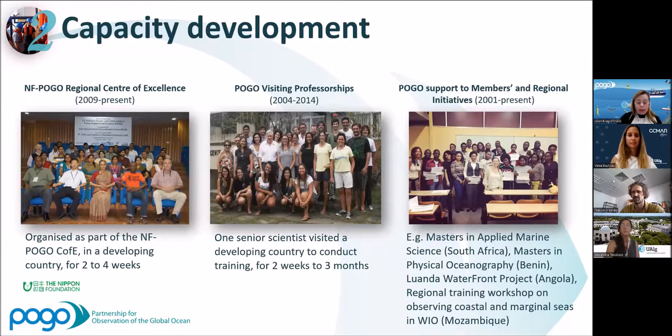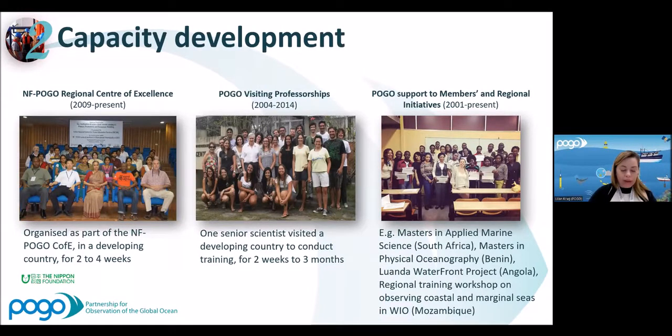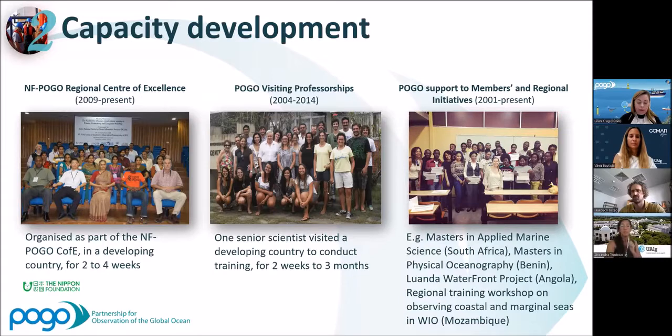But we also recognize the importance of bringing expertise to developing countries. These initiatives include some regional centres of excellence, which were held so far in Latin America and Asia. And the next one, I believe, in a few months, will be held in Togo. In the POGO Visiting Professorship, scientists visit a developing country to conduct training for a period of 2 weeks up to 3 months. This program ran for 10 years, and it was held in 14 countries, including Namibia, South Africa, and Tunisia.